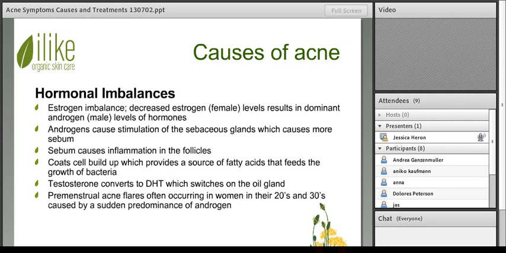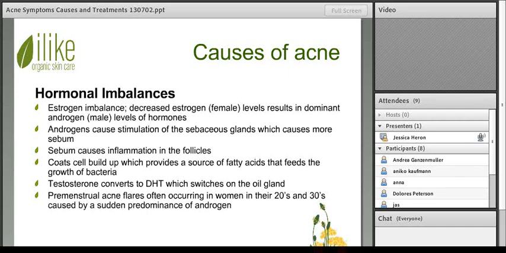Premenstrual acne flares often occur in women in their 20s and 30s, caused by a sudden predominance of androgen. What we're talking about with the DHT is another form of the male hormone. It switches on the oil gland. The oil gland is then stimulated via receptor sites of the cells of the sebaceous glands, which are like little switches that are turned on and off by hormonal stimulation. Premenstrual acne flares often occur in women in their 20s and 30s. This is a predominance of androgen.